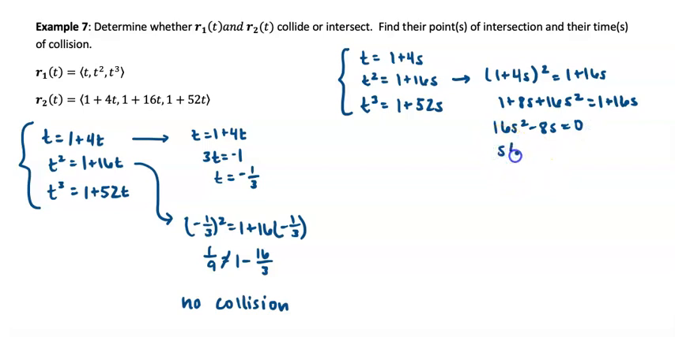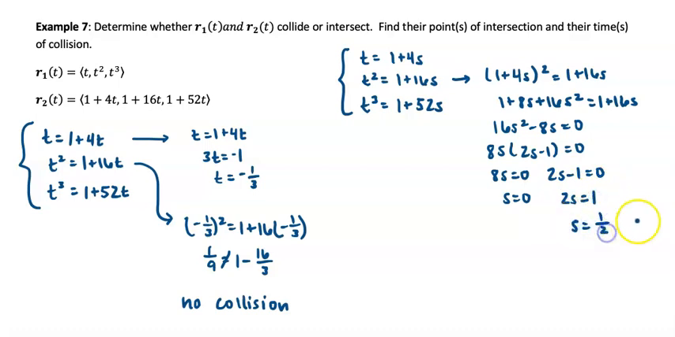Factoring out an 8s, we are left with 2s minus 1. Using the zero product property, we get 8s is equal to 0, or 2s minus 1 is equal to 0. Dividing both sides by 8, we get that s is equal to 0. Adding 1 to both sides, we get 2s equals 1, and dividing by 2, we get that s is equal to 1/2. So now these are our two solutions.